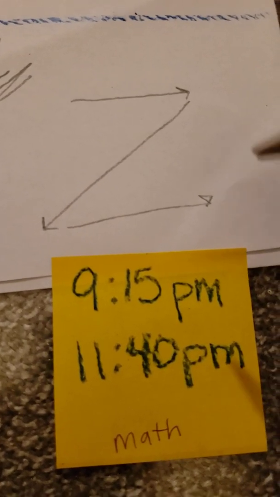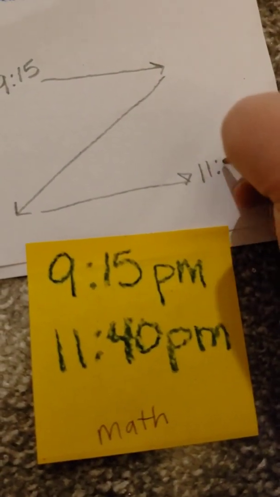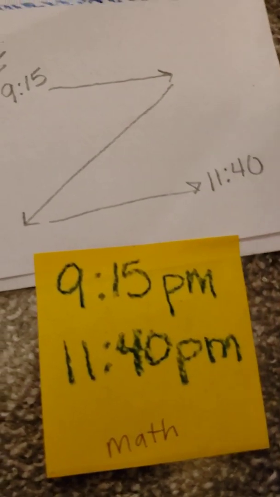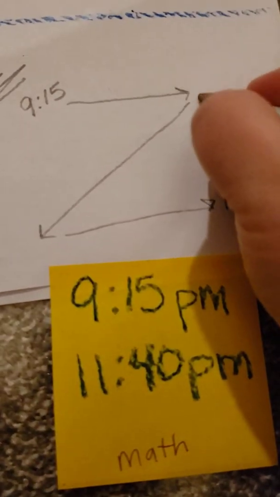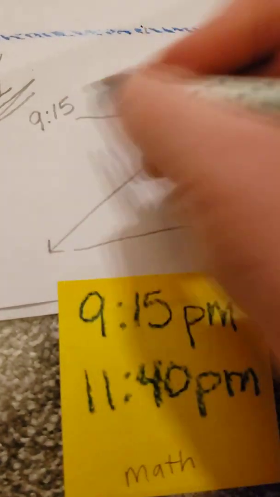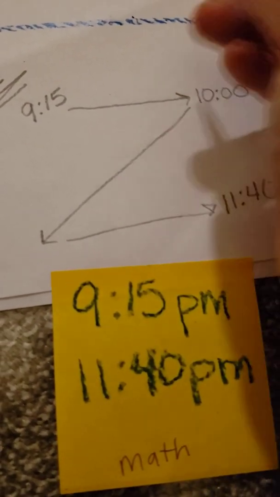When we're doing a Z diagram, we put our start time here at the beginning, 9:15, and we put our end time over here, 11:40. Now, the first thing that I need to do is I need to jump up to the next hour. The next hour after 9 is 10 o'clock. It has to be the next hour. Now I have to figure out how many minutes passed between 9:15 and 10.